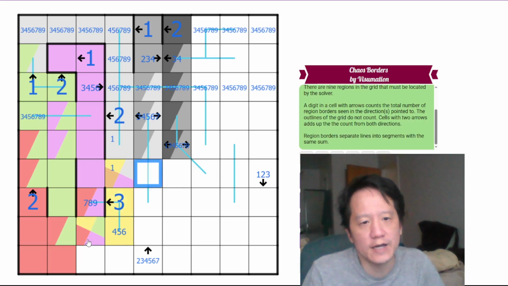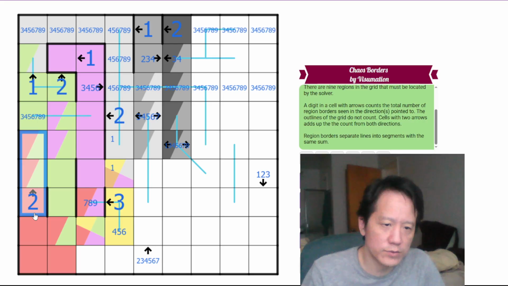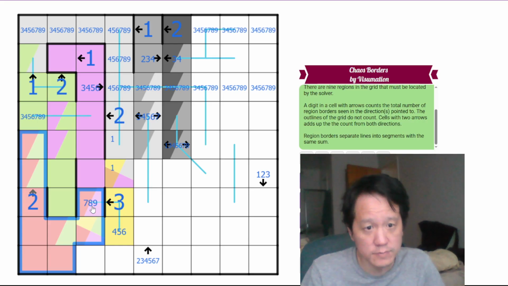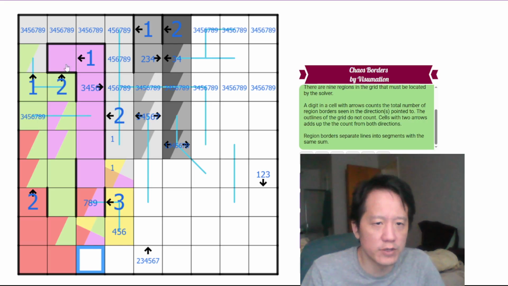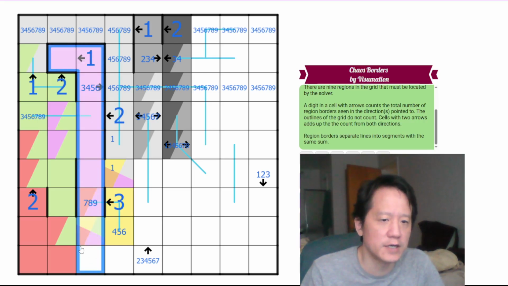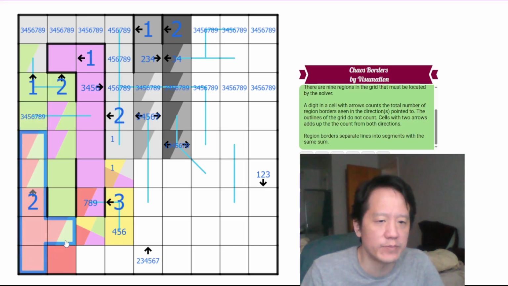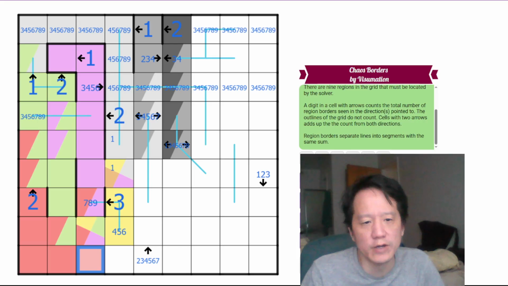This red needs access to a 1. 1 can't be here. 1, 2, 3, 4, 5, 6, 7, 8, 9. This cannot be pink because if it's 1, 2, 3, 4, 5, 6, 7, 8, 9, red is only 7 in size at most. So this could be red, it cannot be green, it could be yellow. It could be some other blue, but it just can't be pink, it can't be green.